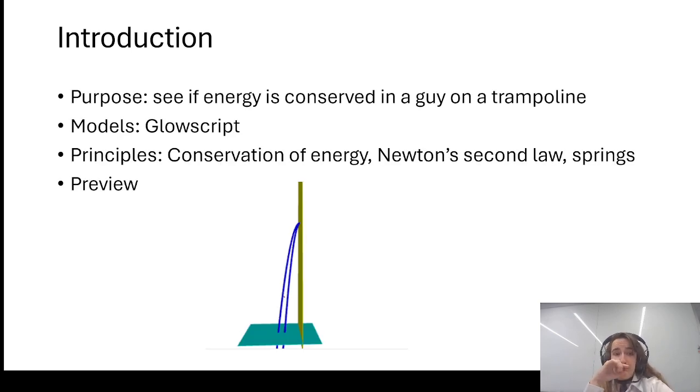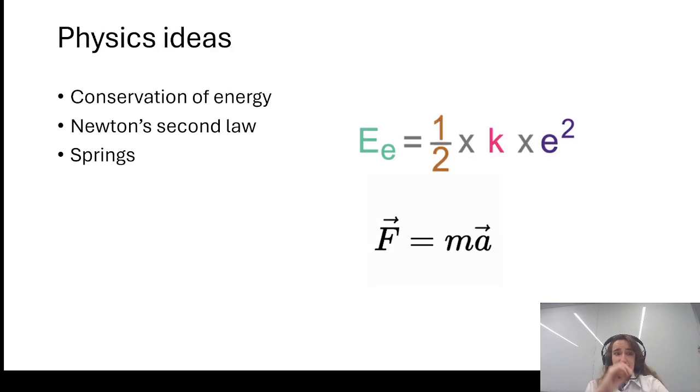Introduction. The purpose is to see if energy is conserved in a Ghana trampoline. The model used is GlowScript. The principles used are conservation of energy, Newton's second law, and springs. A preview of the results: here you can see the model. The physics ideas used are conservation of energy, Newton's second law, and springs.